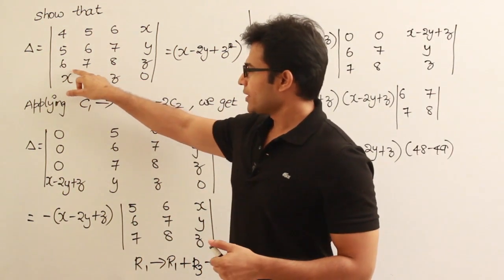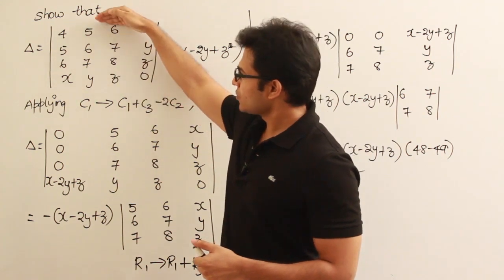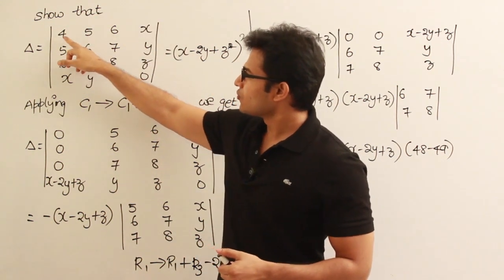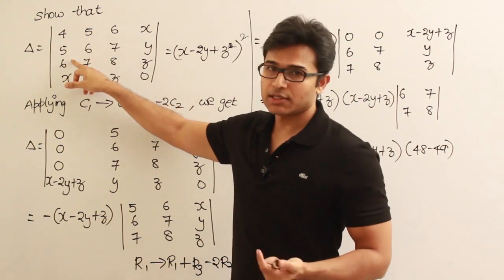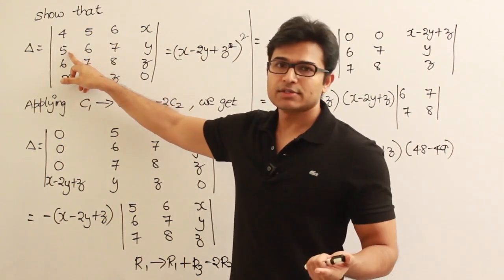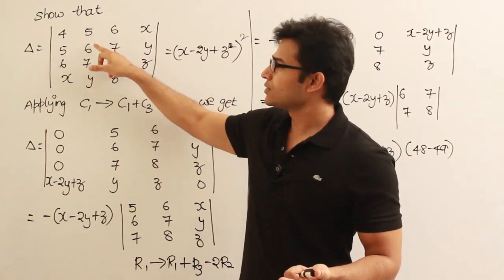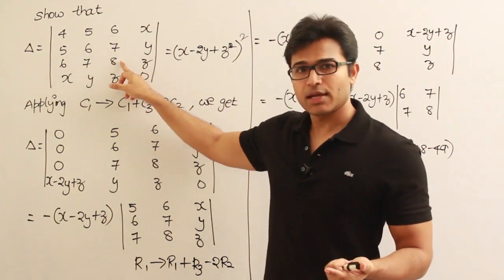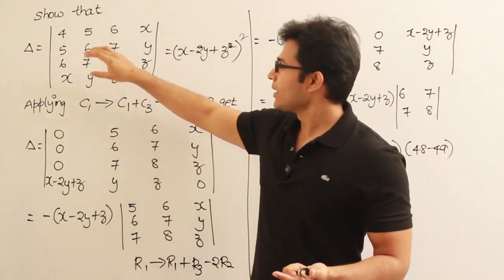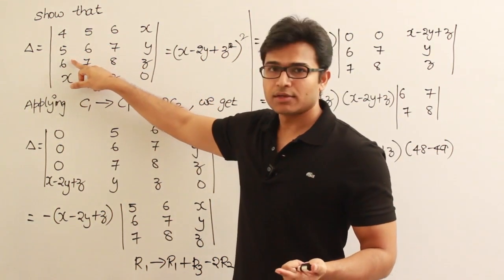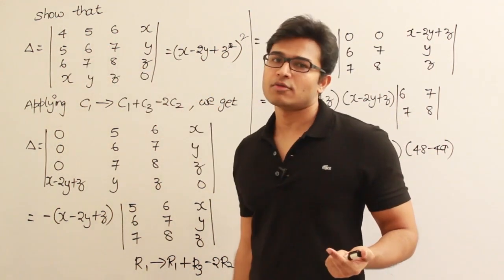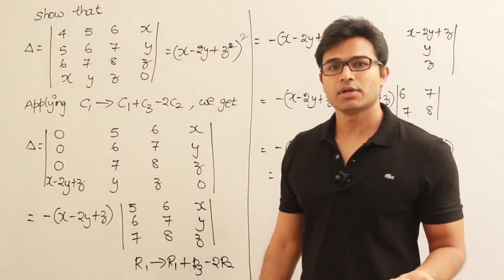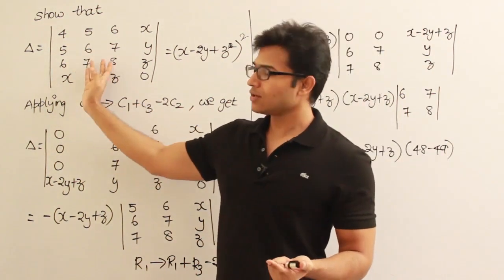If you look at the first row and third row, here there is 4 and 6. If I add 4 and 6, it is 10, and 2 into 5 is 10. Again 5 and 7 is 12, and 2 into 6 is 12, and 6 and 8 is 14, and 2 into 7 is 14. So you can add up R1 plus R3 and then subtract 2 into R2. That is one way to go about it. Or you can even check column wise.